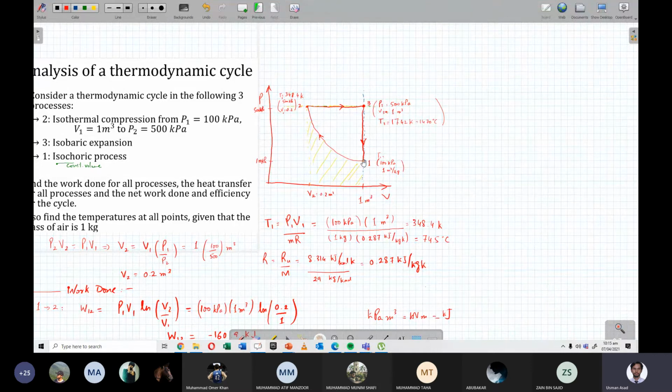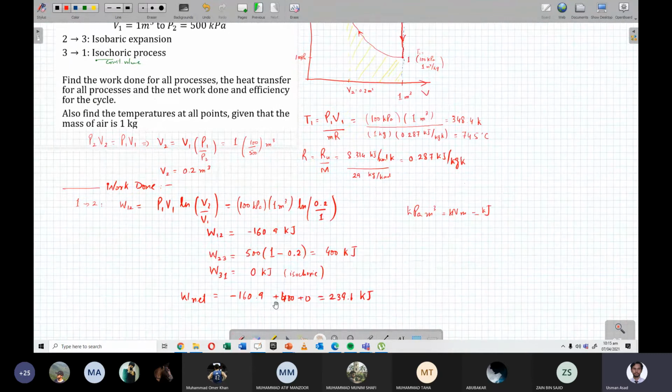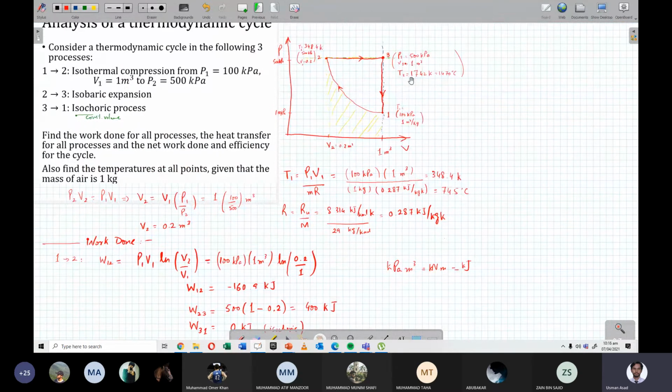ठीक है? अगर आप ये 3 processes one after the other करो, you're going to get a net positive work output of 239.1 kilojoules, right? And you can repeat them over and over again. ये अब अच्छा सवाल है कि how do you actually manage that? How would you actually manage to do isothermal compression, and then how do you manage to do isobaric expansion, and like constant volume पे ये जो heat removal हो रही है. How do you manage to do that?